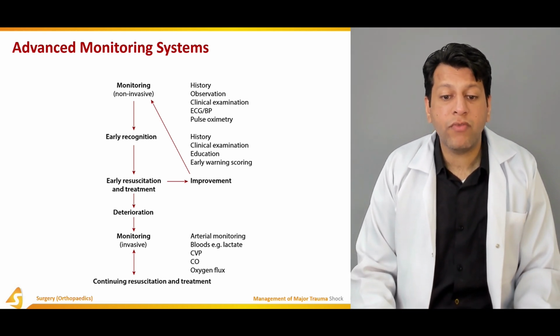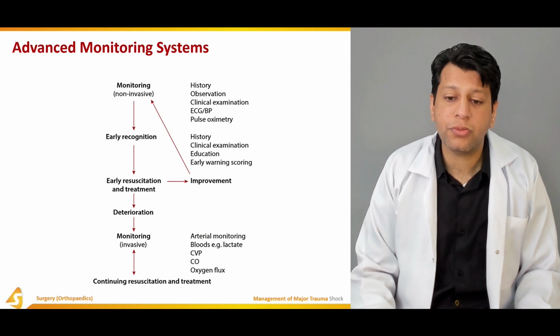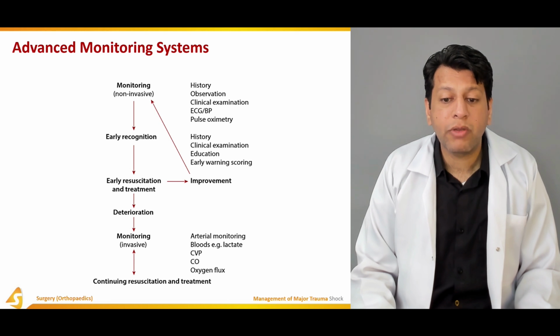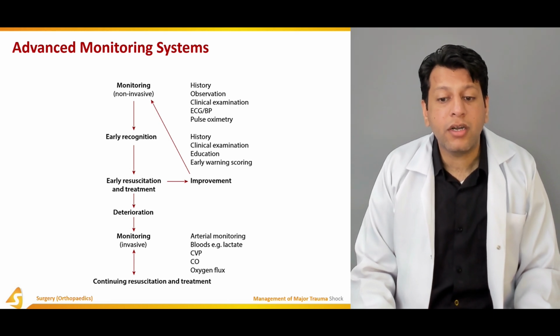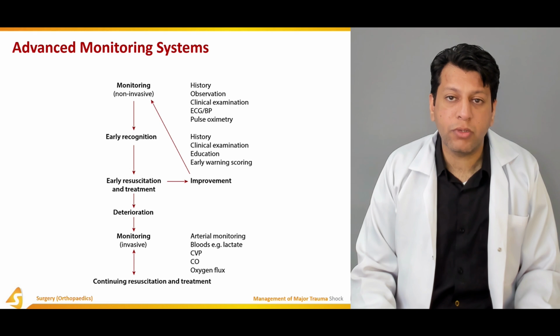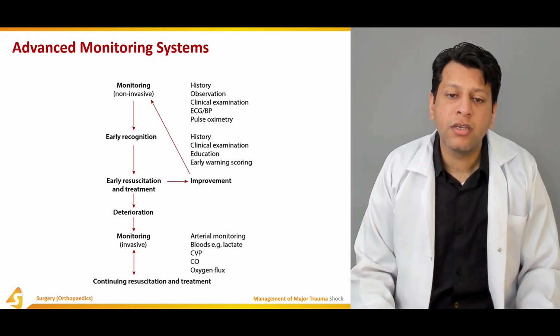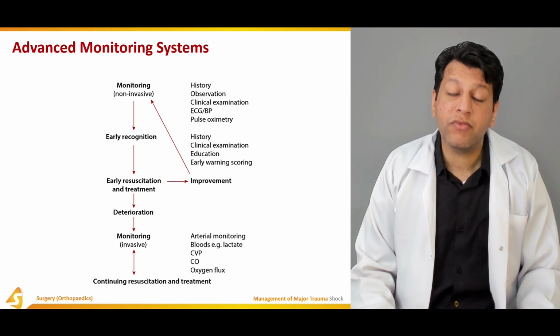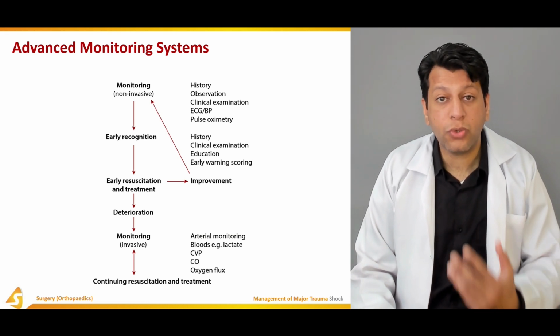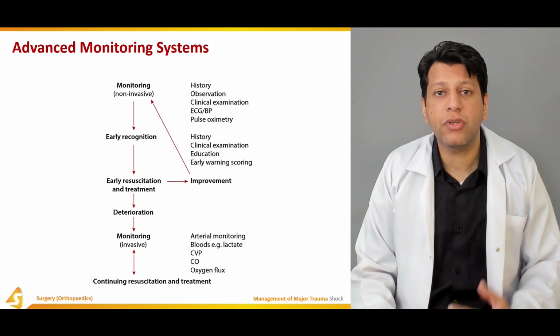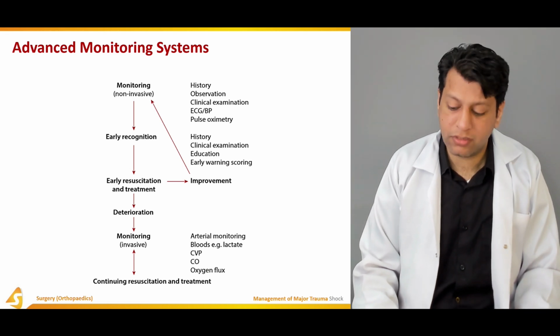Invasive monitoring can be done as well, sometimes for decompensatory shock. A blood dilator may be required, and CVP and arterial monitoring may also be required. But usually, once the patient is stabilized, it is highly unlikely that you need invasive monitoring. But if the patient is continually deteriorating, then we probably require invasive monitoring along with aggressive resuscitation.